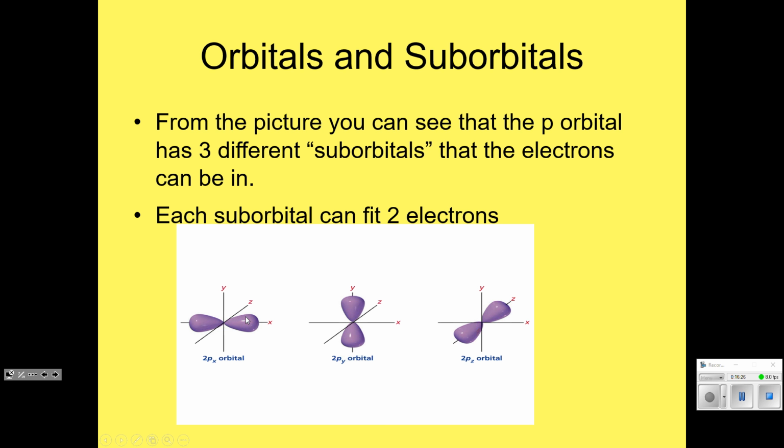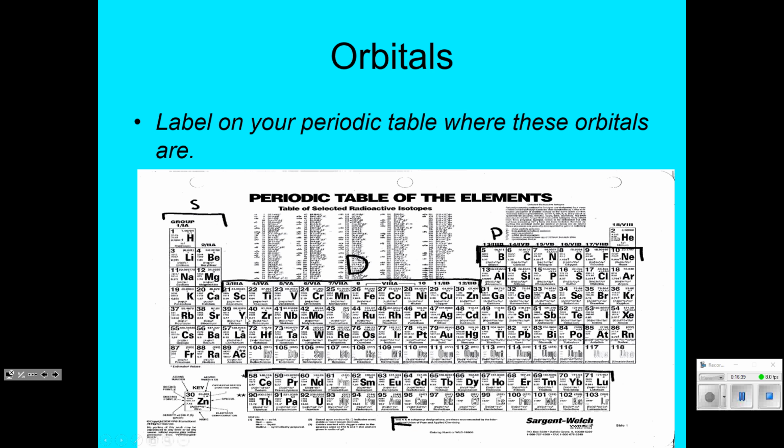How many total electrons can fit into the P? 6. Three rooms, 2 per, that gets you to your 6. I'll go back to our periodic table for a second.